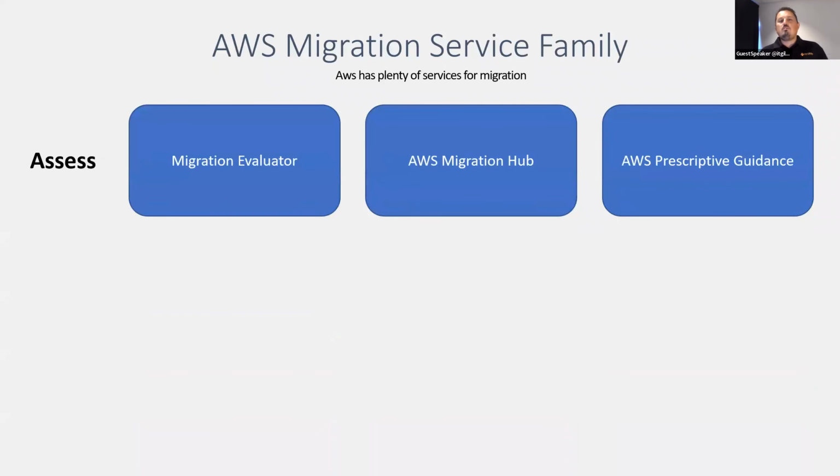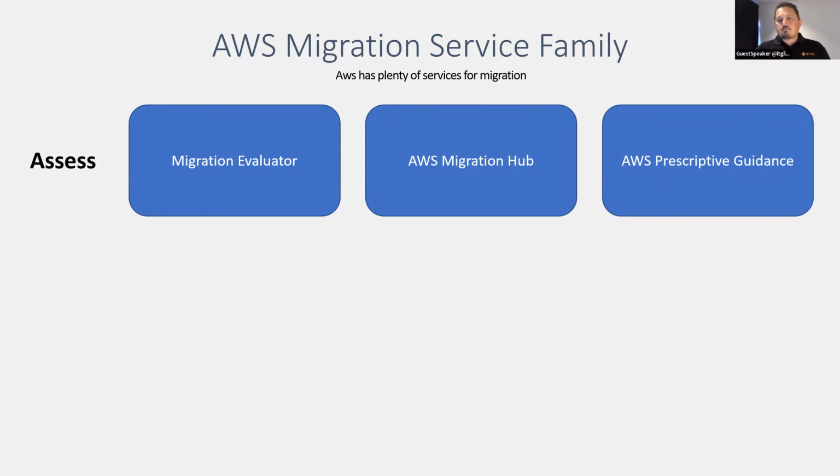Migration service family, how we will go to the cloud. First, when we are going to the cloud, we have the assessment layer. We have to assess what we have. After the assessment layer on AWS, we have a couple of services. Here, Migration Evaluator helps us calculate total cost of ownership. If I keep this on-prem, what will be the TCO for me? And if I migrate this to the cloud, what will be the total cost?